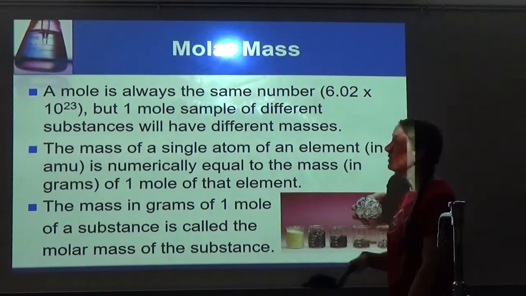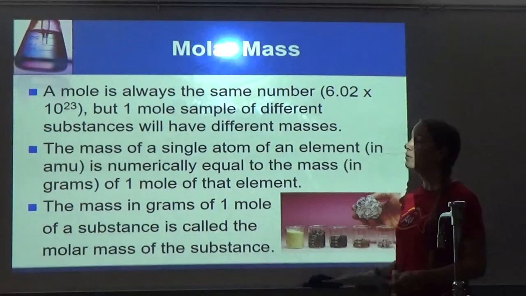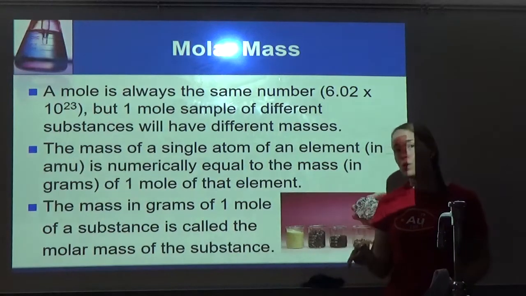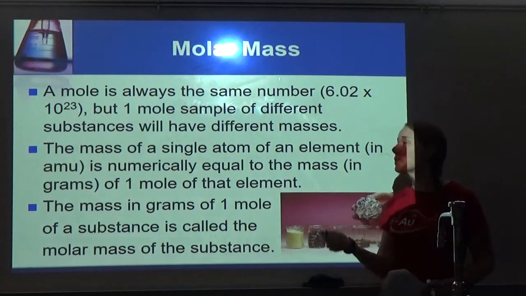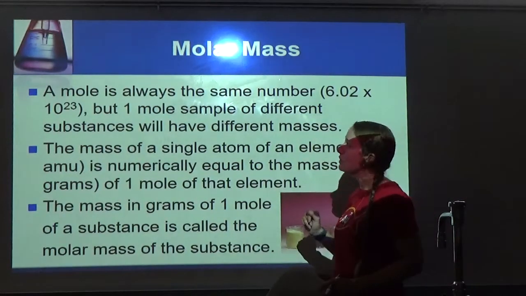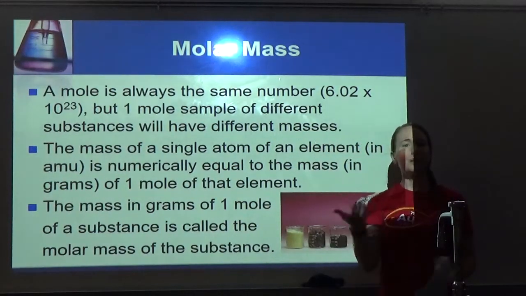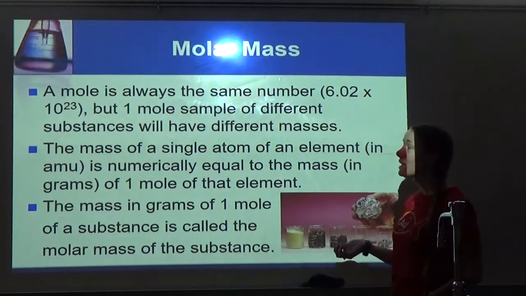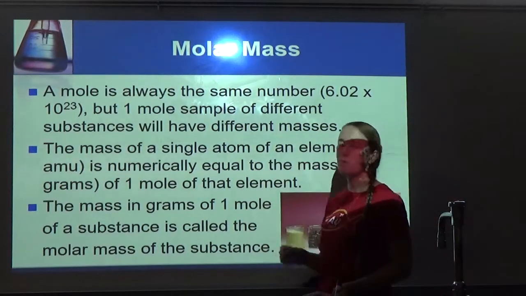So in one of our previous videos, we did formula weight, and we were using the unit AMU, which is atomic mass unit. When we're talking about molar mass, it's the mass of 1 mole of that substance. And so in that case, we can change our unit to grams per mole. So a mole is always the same number, 6.02 times 10 to the 23. But 1 mole sample of different substances will have different masses because elements all have different masses. The mass of a single atom of an element in AMU is numerically equal to the mass in grams of 1 mole of that element.